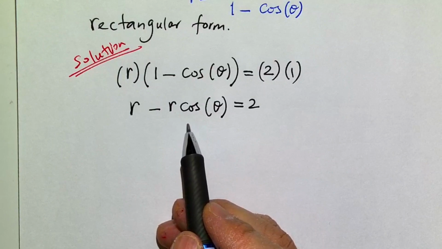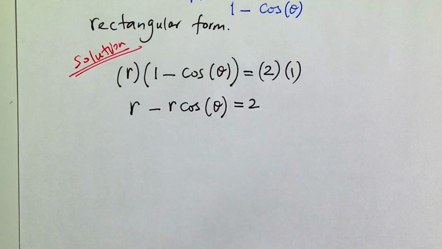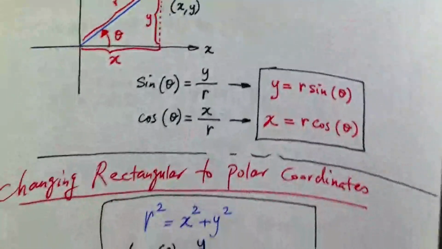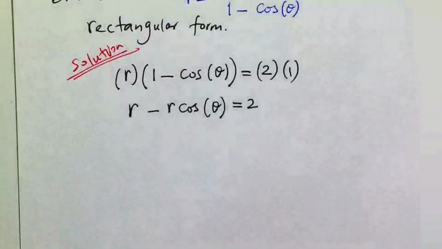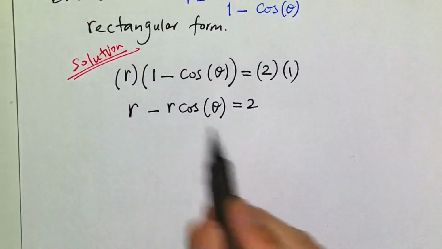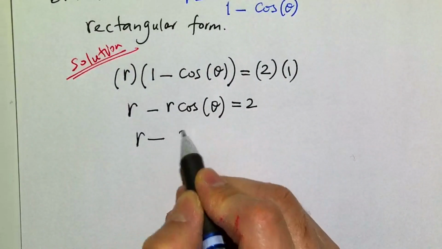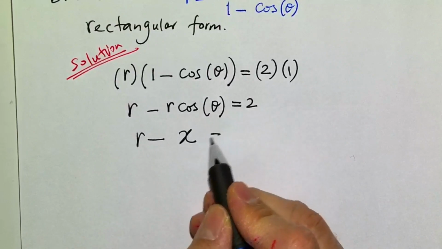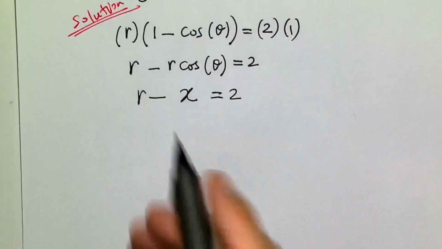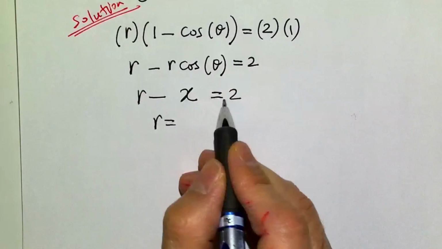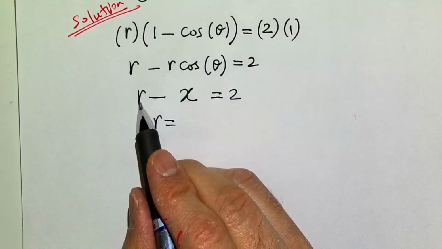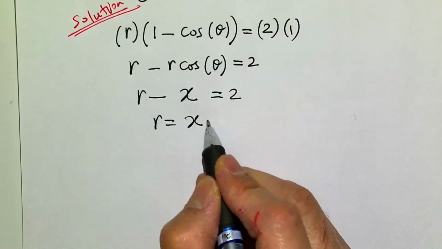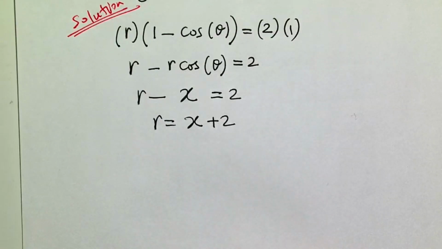Let me bring back those. So r cosine theta is x. So let's replace for now. We're not done yet, but r minus x equals 2. What do we have? We have r. Let's move everything that is not r to the other side. We have x plus 2, right?